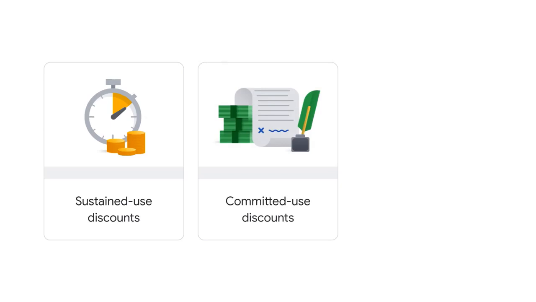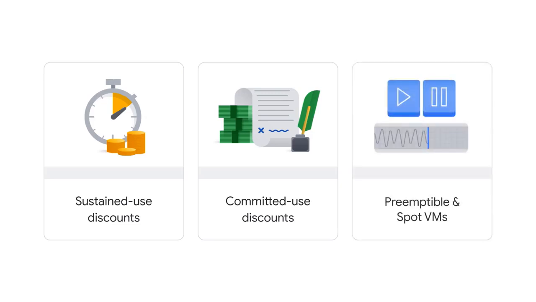Compute Engine also offers committed use discounts. This means that for stable and predictable workloads, a specific amount of vCPUs and memory can be purchased for up to a 57% discount off of normal prices, in return for committing to a usage term of 1 year or 3 years. And then there are preemptible and spot VMs.